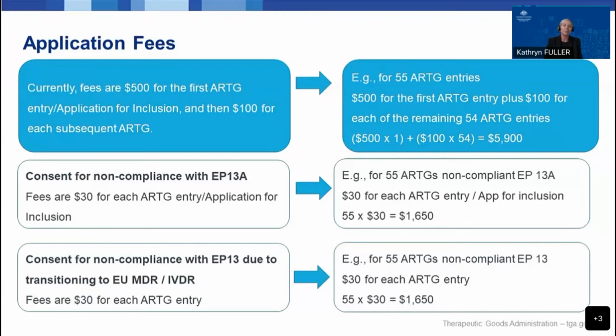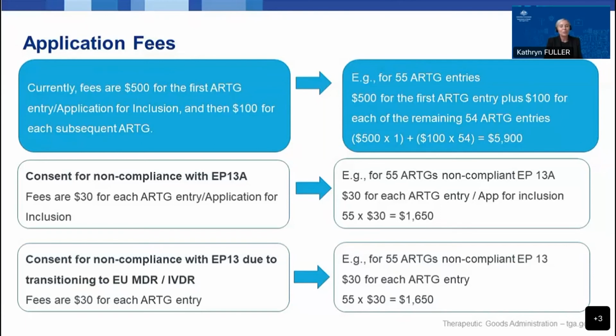So say, for example, if your application for consent has 55 ARTG entries, $500 is applied to the first ARTG entry and then $100 to each of the remaining 54 ARTG entries, which equates to the application for consent costing a total of $5,900. Consent to supply that only relates to non-compliant patient information materials, EP13A, has a different risk profile, assessment and follow-up when compared to consent applications relating to other essential principles.